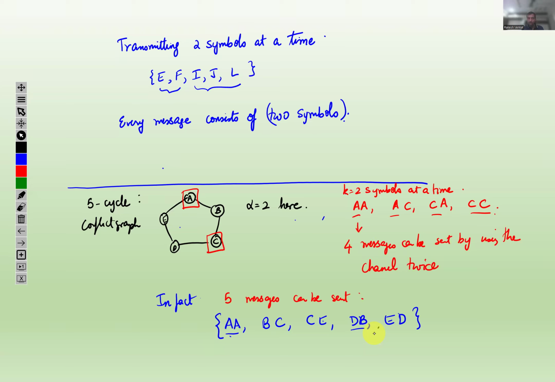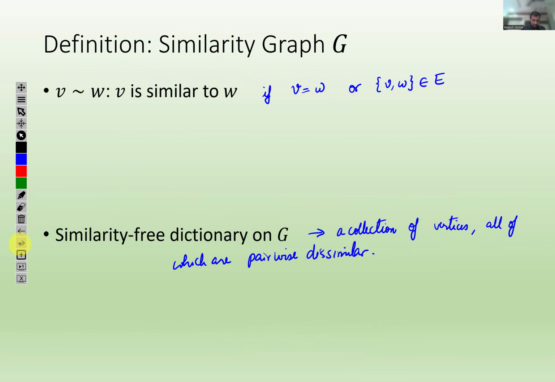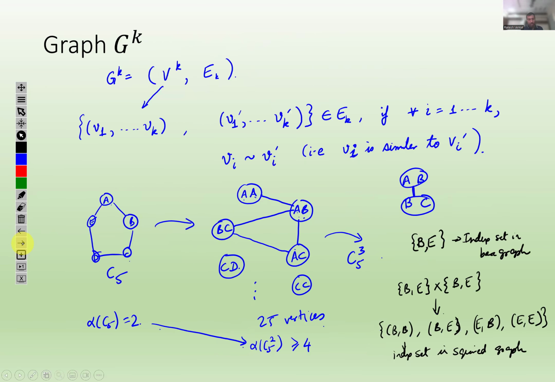Whatever I could transmit in the base graph, in the square graph I could transmit the square of that. But actually it turns out that I can possibly transmit more than the square. There are more sets of two symbols at a time than just the square of the original one. So keep this in mind. I hope this is clear.